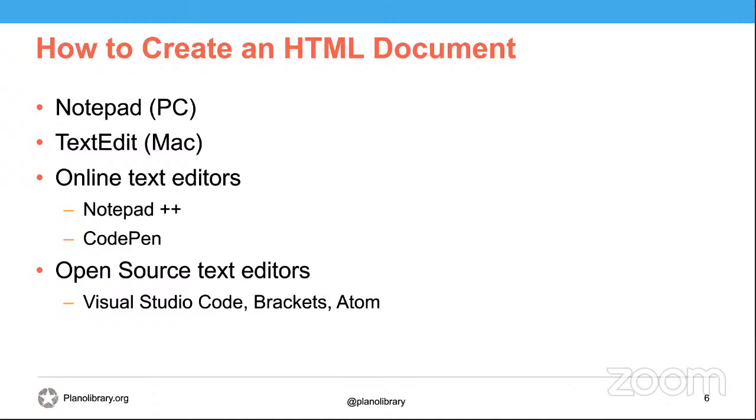As an introduction, you can start out with an online editor such as codepen.io, just to test out the waters, and then move on to an open source editor like Visual Studio Code that you would then need to download to your computer. Alternatively, if you're using a Windows computer, you can use Notepad, and if you're on a Mac, you can use TextEdit. In this program, we're going to use codepen.io.